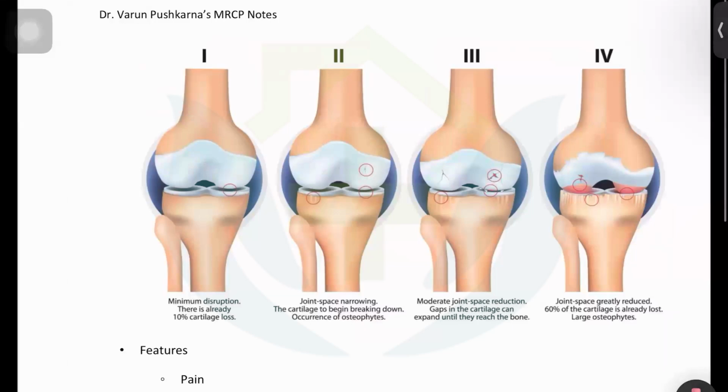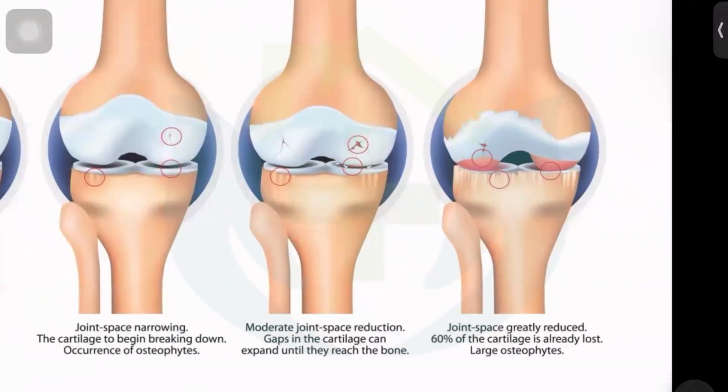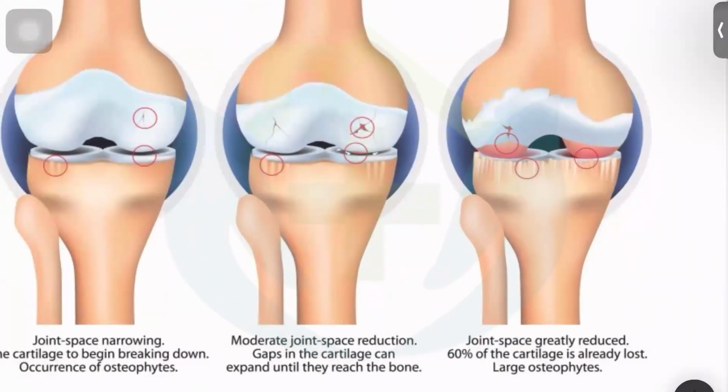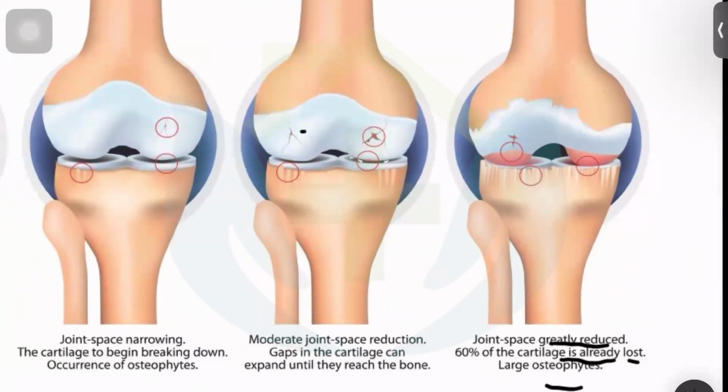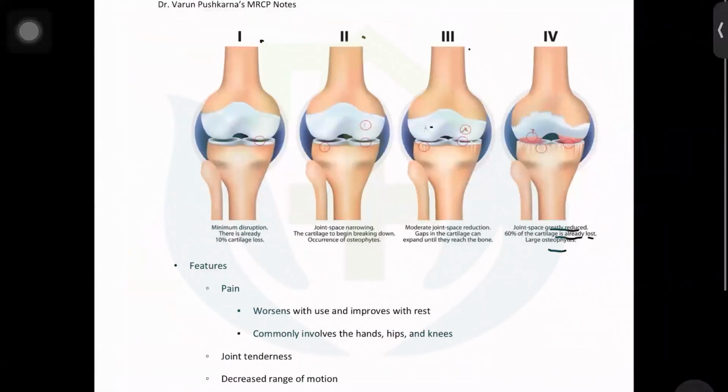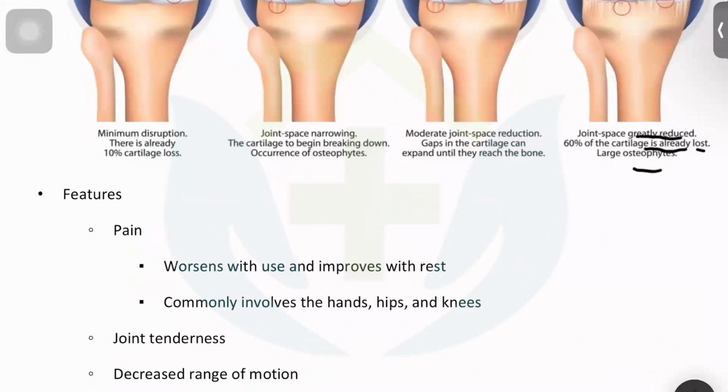These are the degrees of joint involvement in osteoarthritis, stage 1, 2, 3, and 4. You see here, eventually the cartilage is lost and the bone directly touches the other side of the bone. So the joint space is greatly reduced, and 60% of the cartilage is lost. Large osteophytes are there. Bones get chipped off and these chips are scattered inside the joint space. Pain is there, which worsens with use and improves with rest.